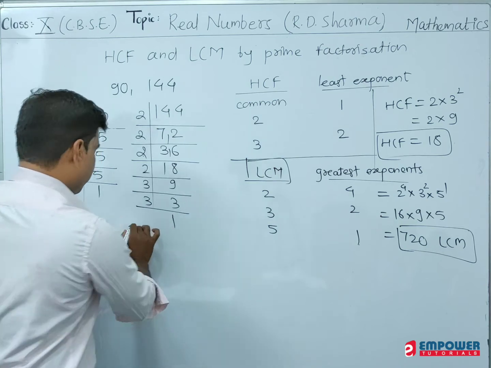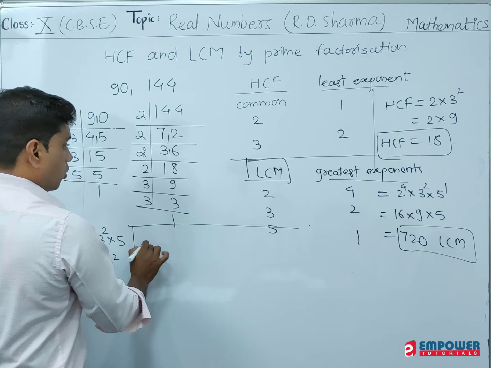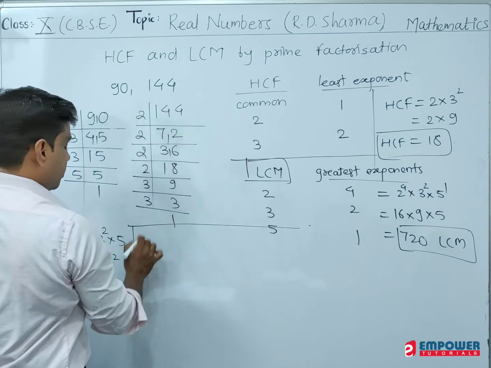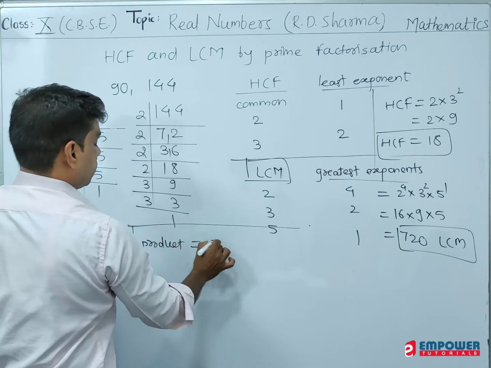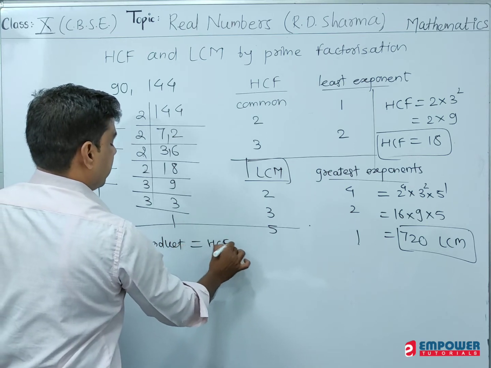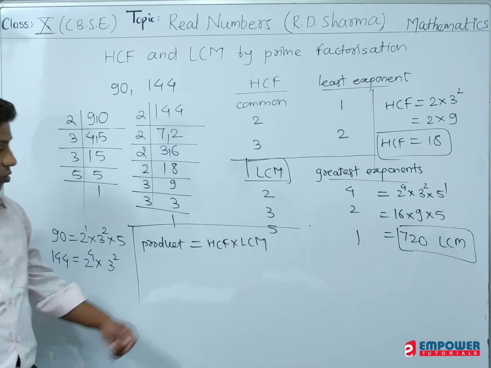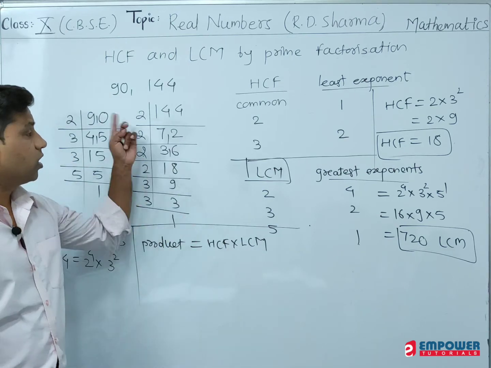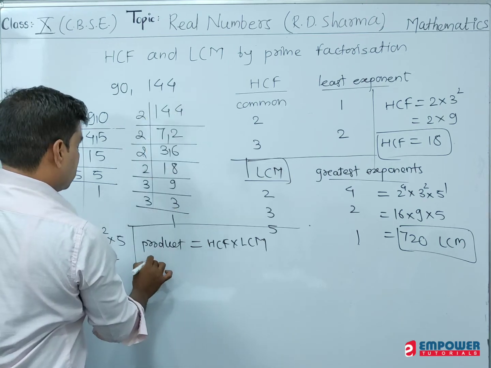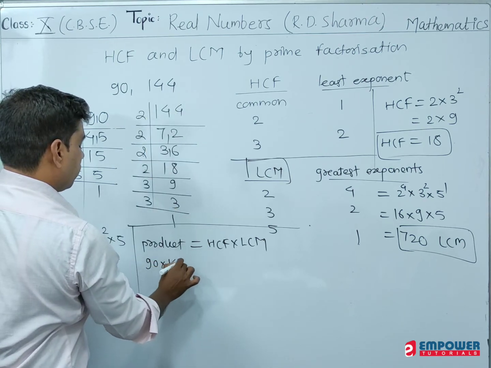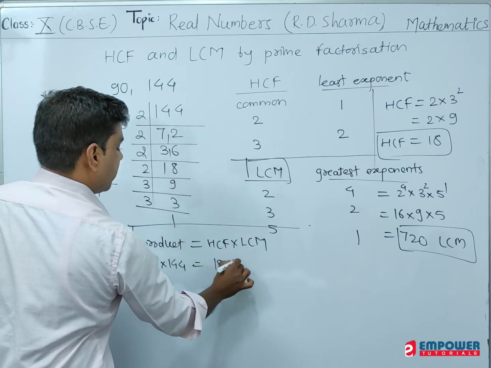The relation is, I am writing the relation over here, that the product of these two numbers, meaning these two integers, must be equal to HCF into LCM. So by using this formula you can verify whether your answer is correct or not. So if you take the product of these two numbers, 90 into 144, and HCF is what? It is 18 and LCM is 720.